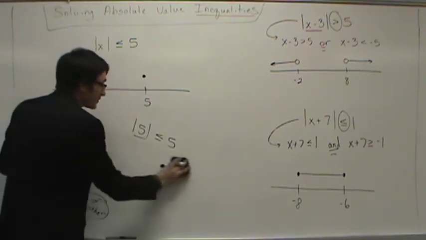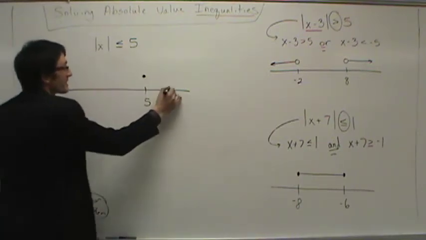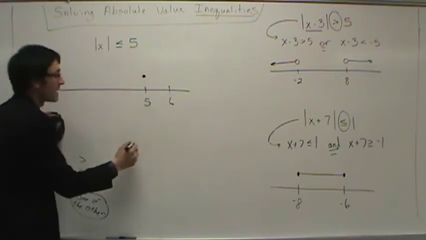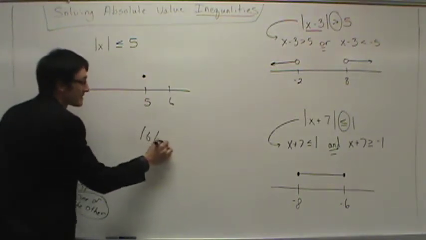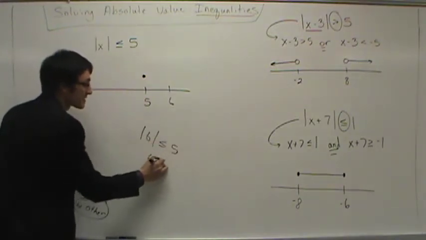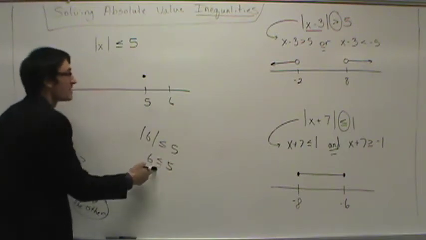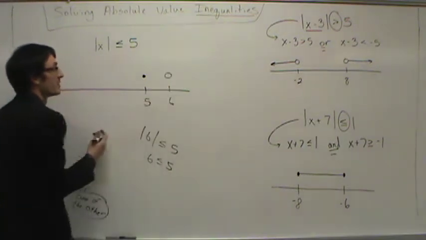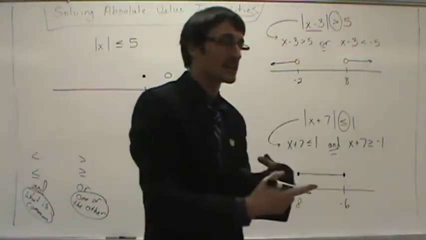Does 6 make it true? Here's 6. No. Why? Because is the absolute value of 6 less than or equal to 5? Is 6 less than or equal to 5? No. So does 6 make it true? No. Put in an open circle. This means it's not a solution. It is not included.